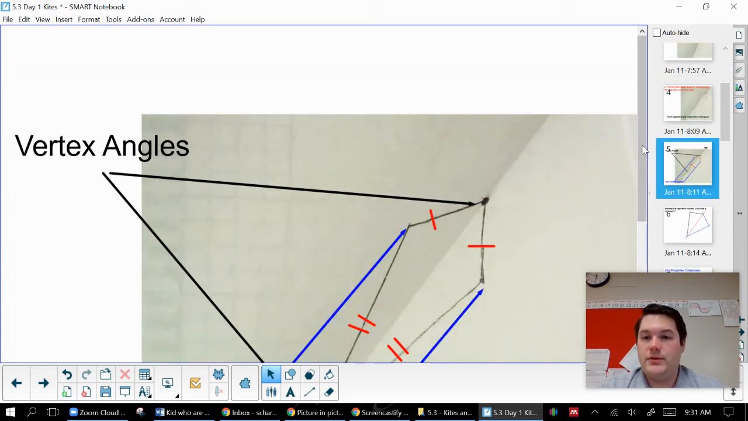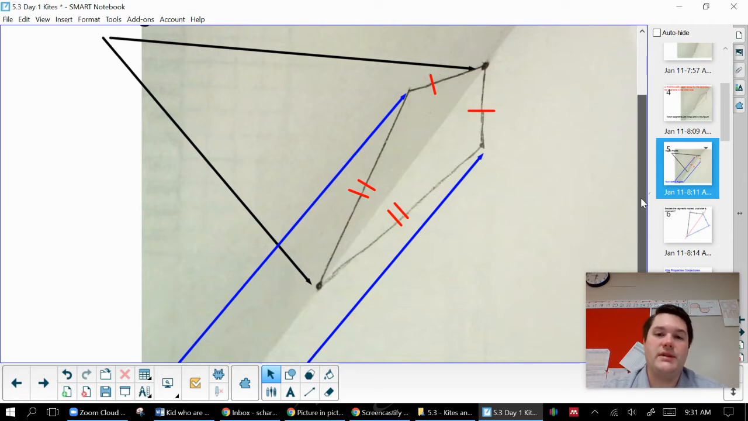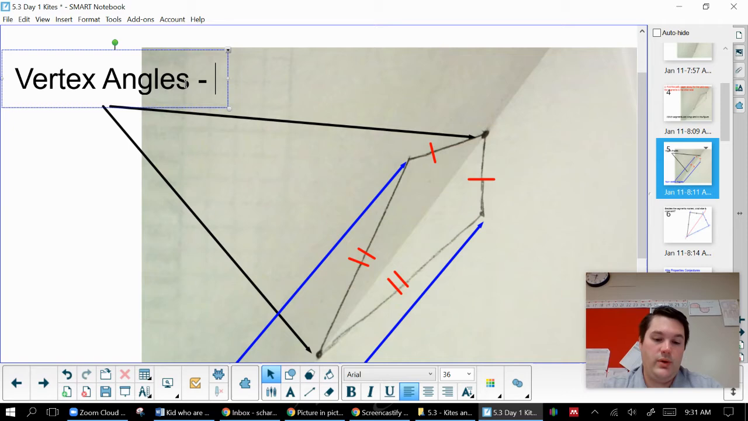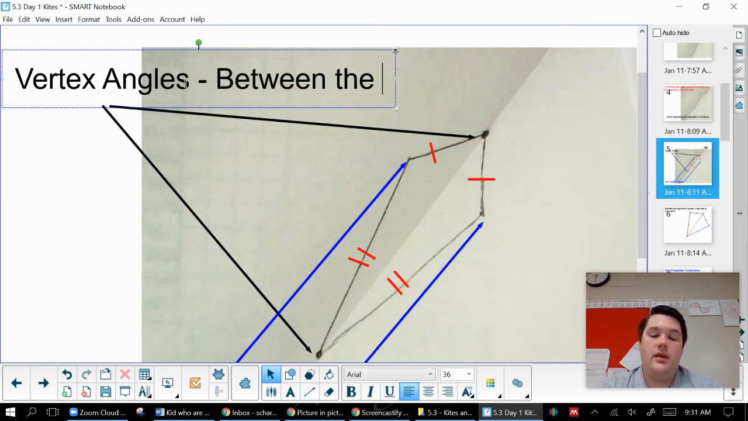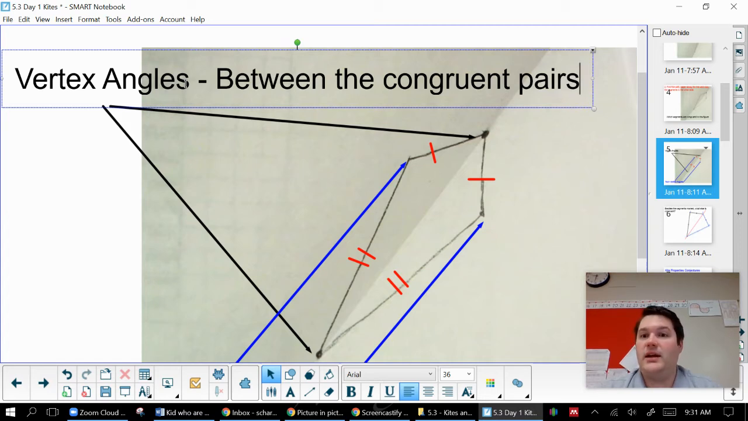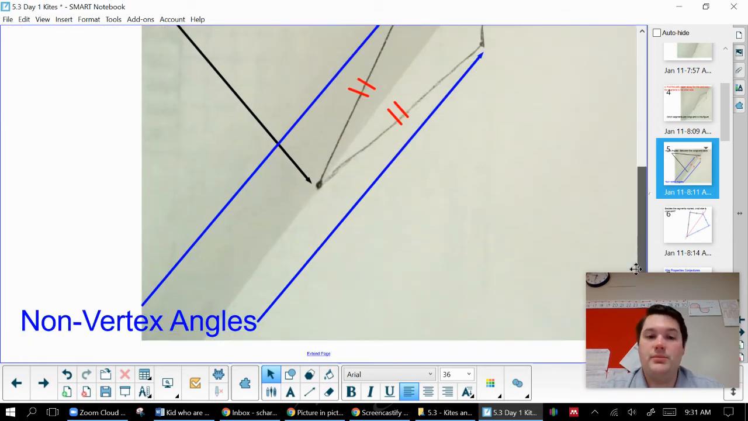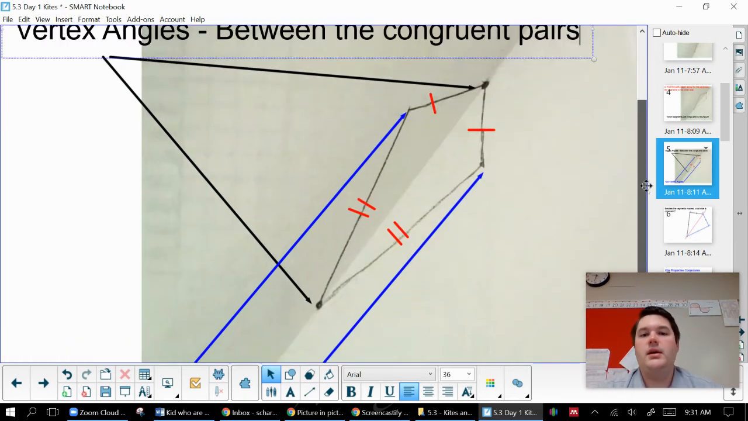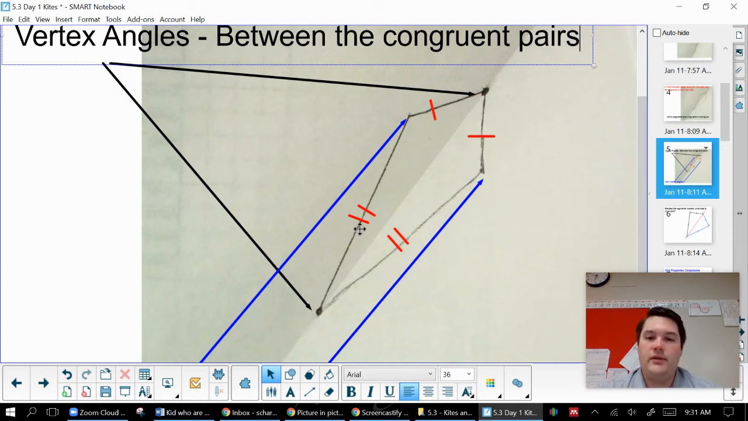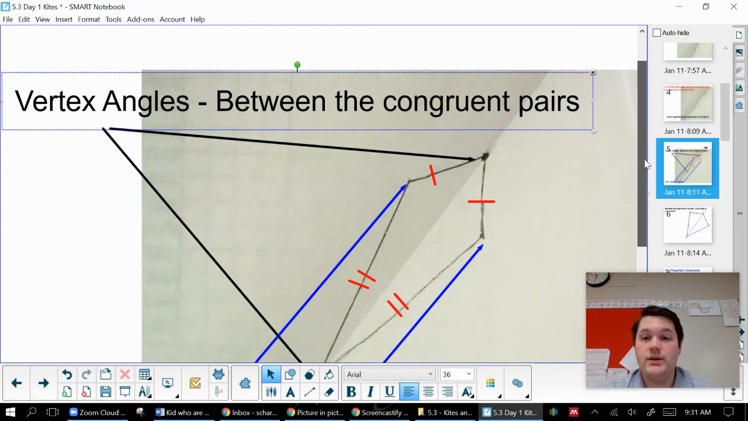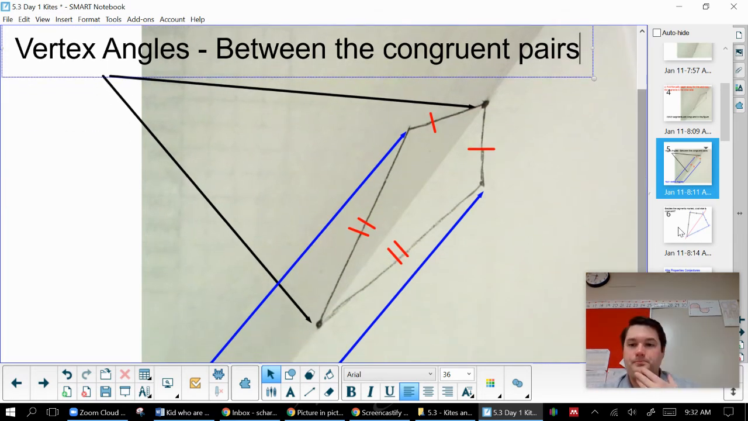And then I have the groups, of course, mark the congruent sides. We've got a few definitions here. The vertex angles are the angles between the congruent pairs, kind of like the vertex angle on an isosceles triangle. And then the non-vertex angles are the other ones, right? Those are the ones between the different pairs. So vertex angles there and there, non-vertex angles there and there. We will be talking about those words, and so you need to make sure you know what I'm saying there.